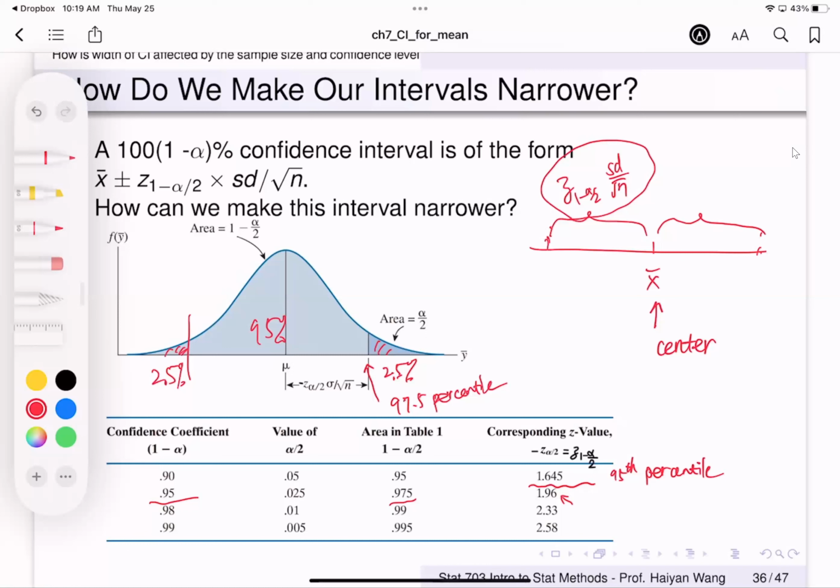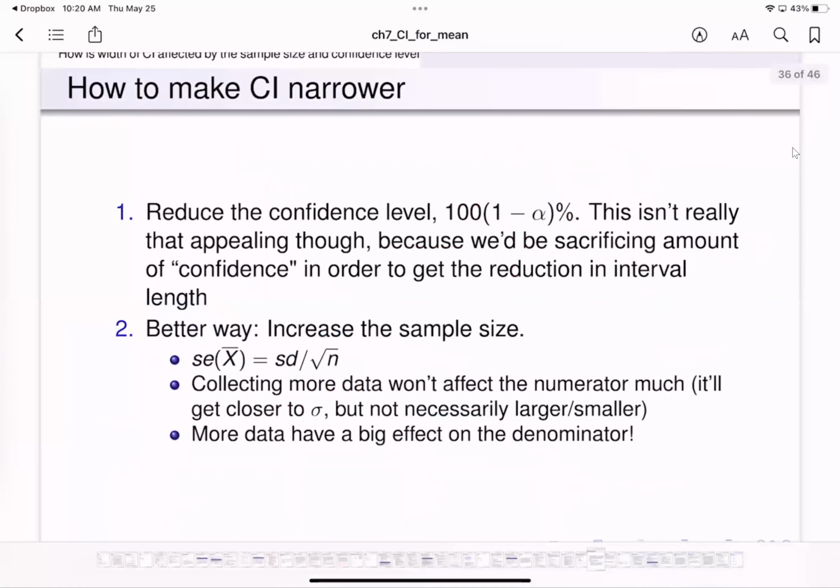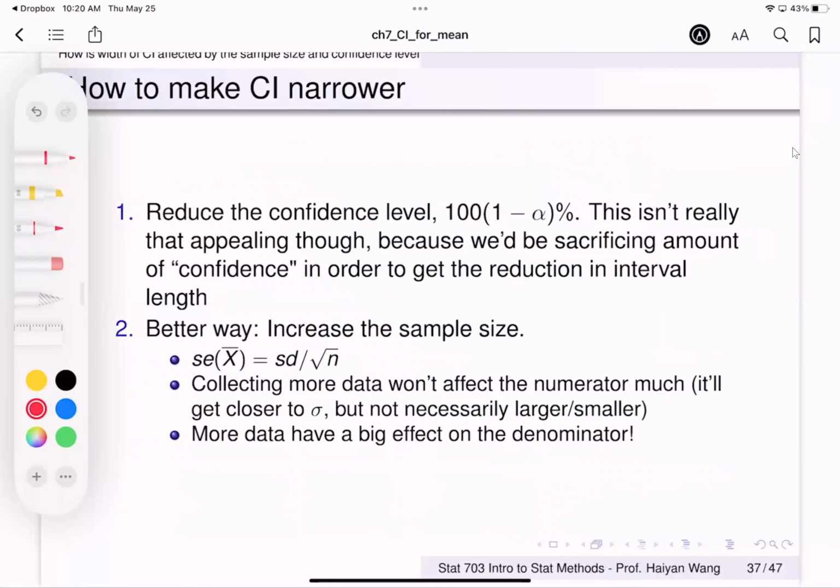So we change the n. Since square root of n is in the denominator, if we increase n, this ratio, s over square root of n, becomes smaller, and correspondingly the interval becomes shorter. So the good way is to collect more data to make the sample size large. As long as the sample size gets larger, our interval will become shorter. So that's the solution.